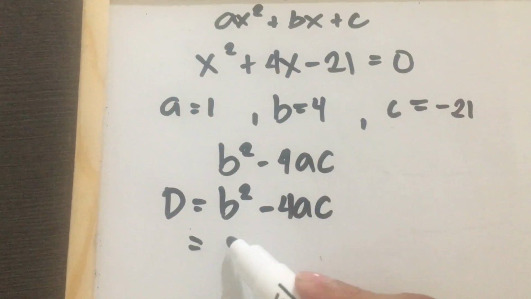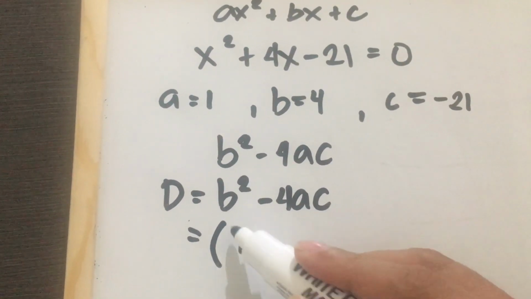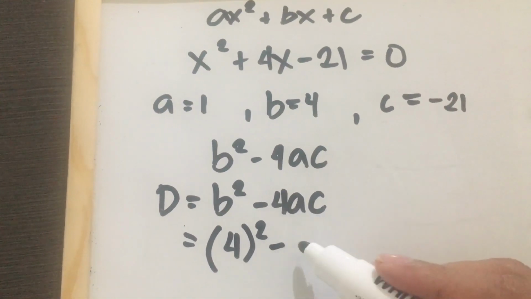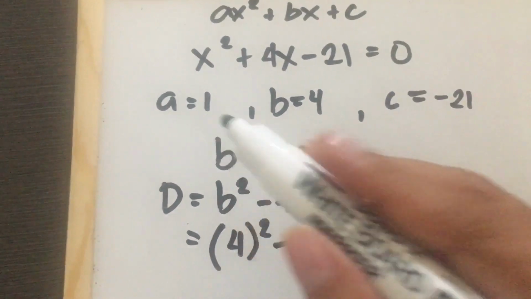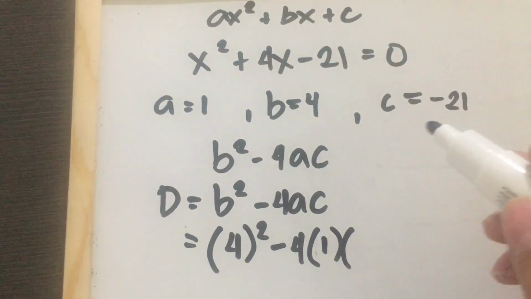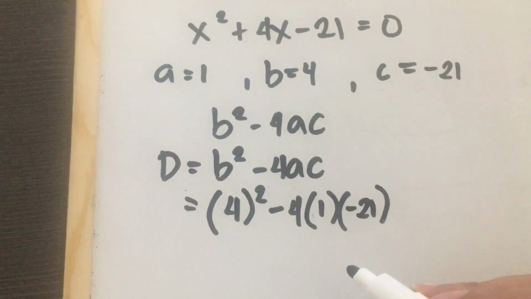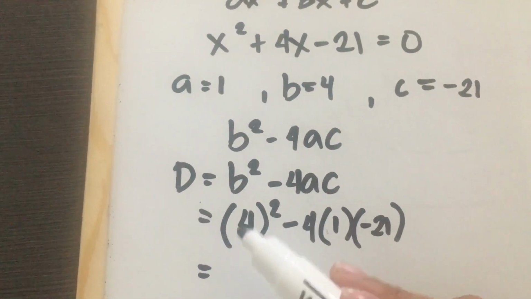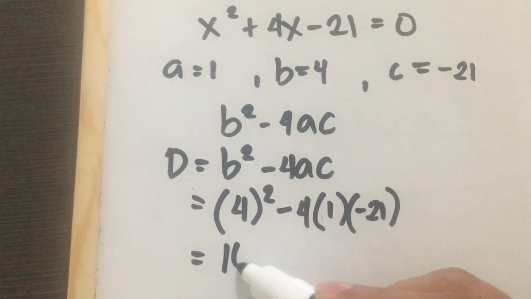Now, we simply substitute all the given values in our formula. Our b is 4, so 4 squared, minus 4 times, in parentheses, the value of a, which is 1, and the value for c, which is negative 21. So we need to simplify first. What is 4 squared? 4 times 4 is 16.